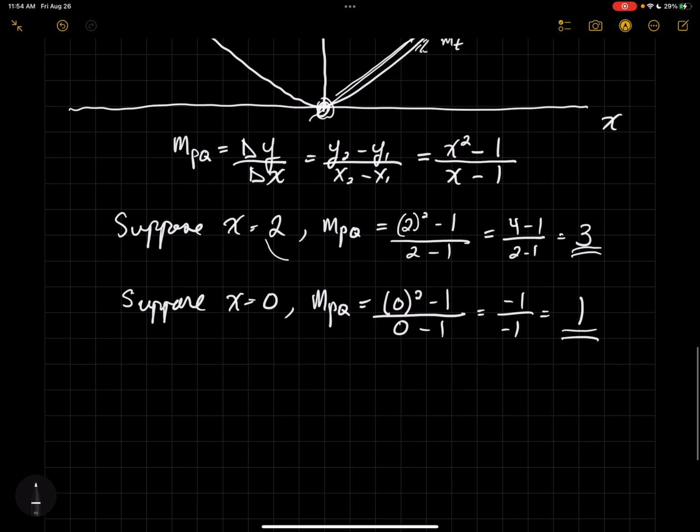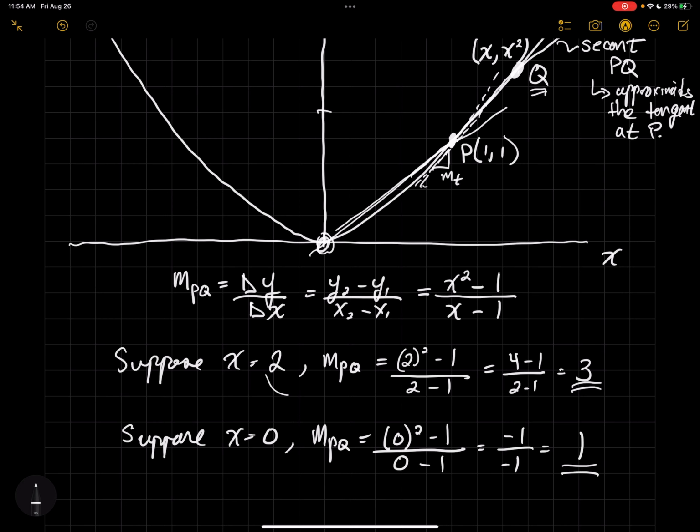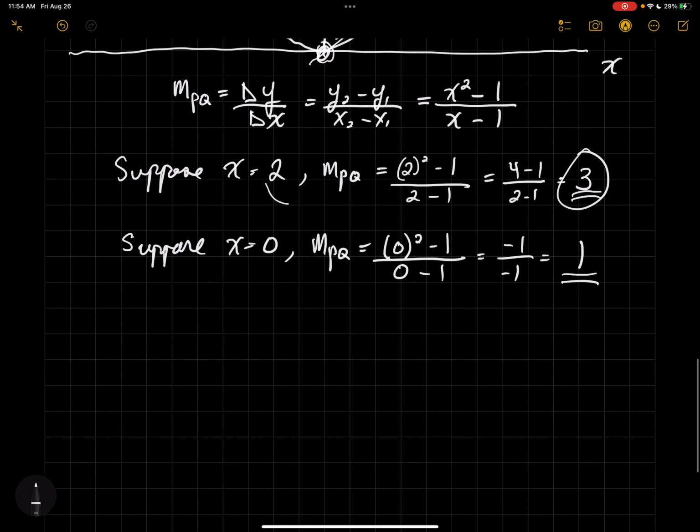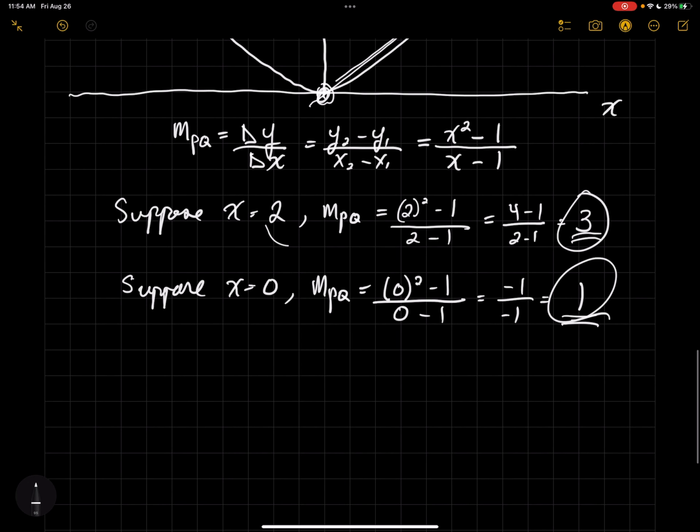So if I place Q at x equals 2, then the slope of the secant between P and Q is 3. If instead I place point Q at x equals 0 and calculate the slope of the secant between point Q and point P, then the slope of that secant is 1. So how is this helping me?